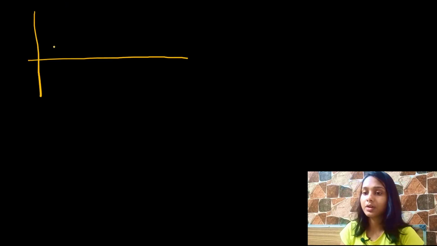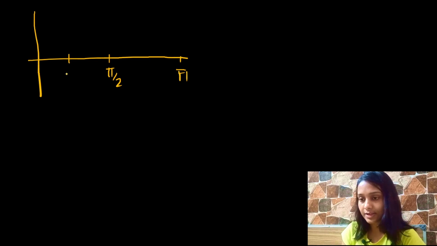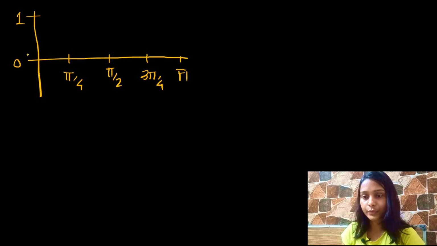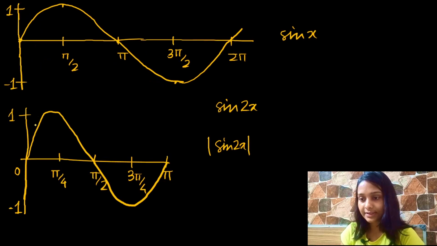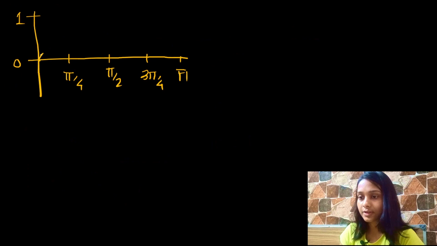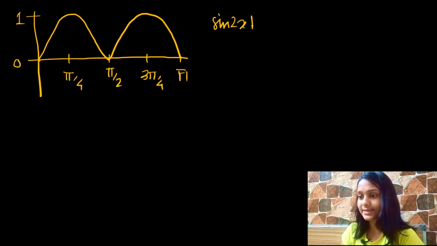so see, suppose again this is pi by 2 and this is pi and this is pi by 4 and this is 3 pi by 4, this is 1, this is 0. So what was happening here, this one and here this one, it will get transferred to here. So this is the mod of sin 2x graph.